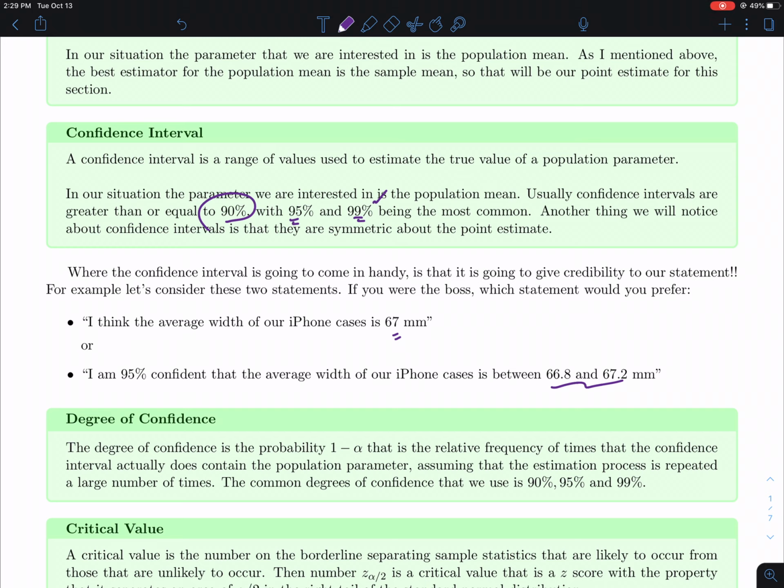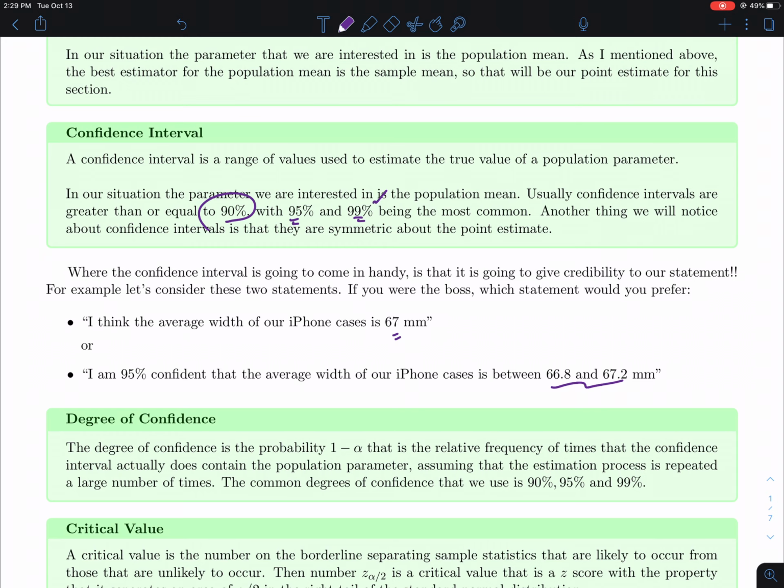Every bag of M&Ms doesn't contain the exact same number of brown ones. There's a range that you're going to hit, and that's what this confidence interval does. It gives us a nice little range to ensure that our mean is in there, but it allows for a little bit of flexibility.